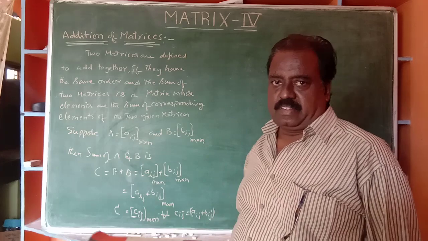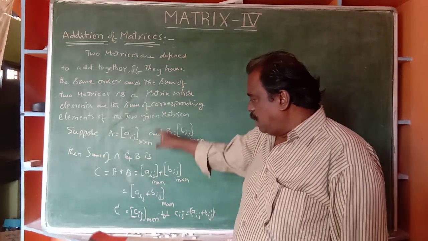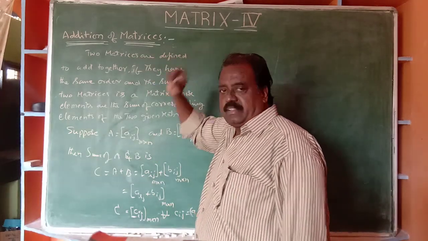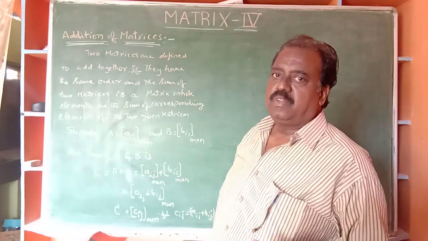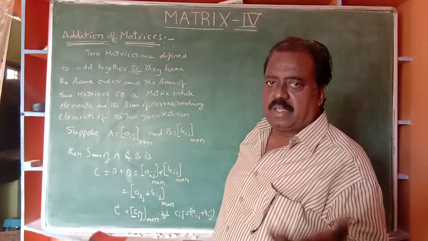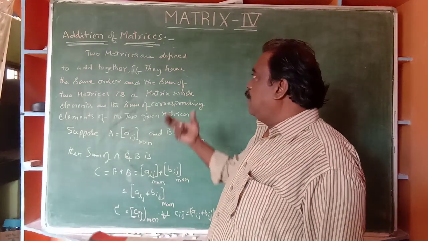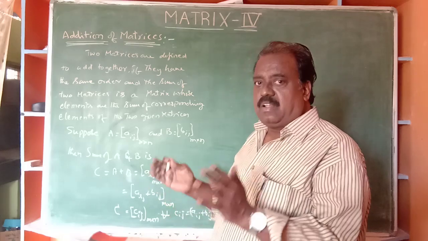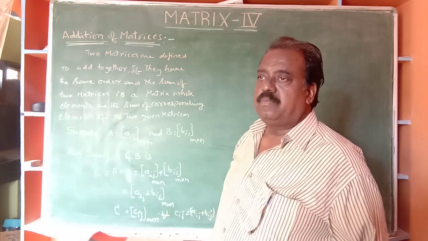Addition of matrices. Okay, now you see, I already wrote the definition. A matrix is a group of numbers which are arranged in rows and columns. We know it well. We already solved exercise 1 also. Here, the addition of matrices. A matrix also has addition, subtraction, multiplication, like that.